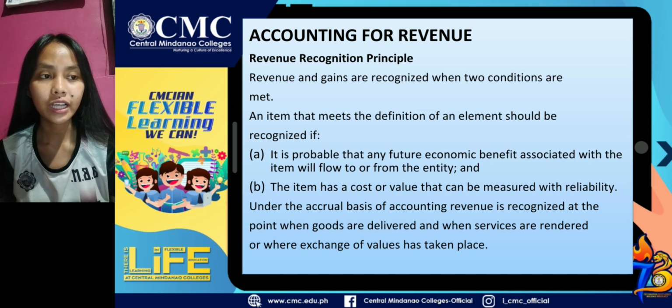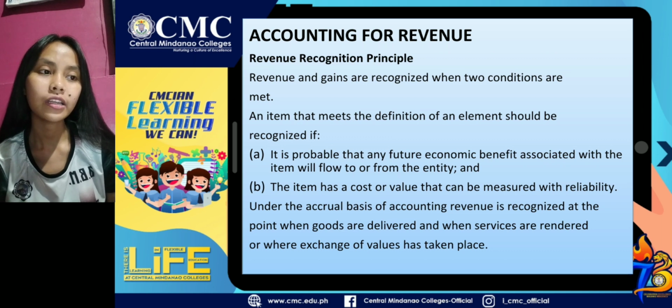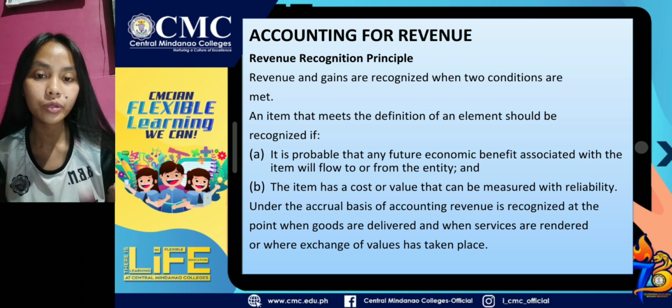Under the accrual basis of accounting, revenue is recognized at the point when goods are delivered and when services are rendered, or where exchange of values has taken place. So, alam naman siguro natin na hindi mo ma-recognize yung revenue under the accrual basis of accounting once na yung product or yung goods na ino-offer mo ay hindi mo pa na-deliver sa customer mo, or once na yung product ay hindi pa na-receive or natatanggap ng customer mo. Or kung services naman yung ino-offer mo, hindi mo ma-recognize yung revenue once na hindi ka pa nakakapag-render o hindi mo pa napa-perform yung services na ino-offer mo.